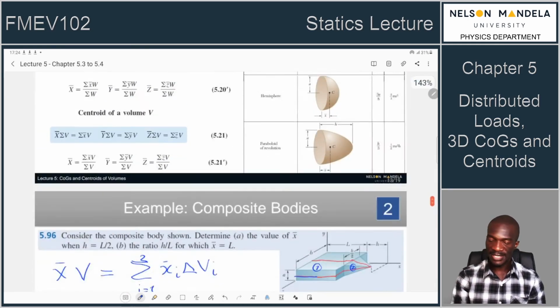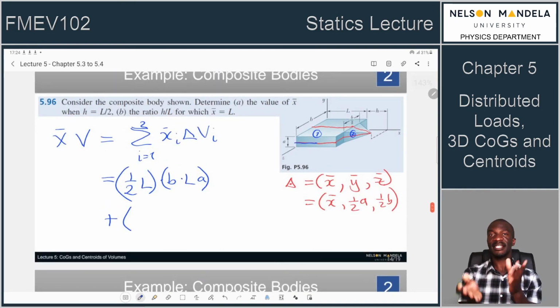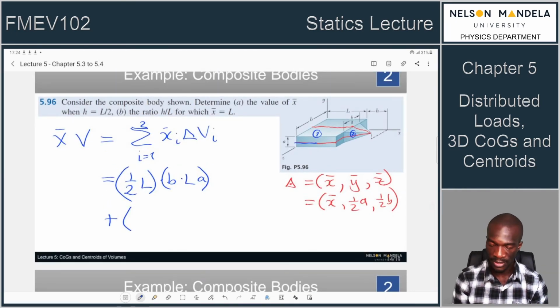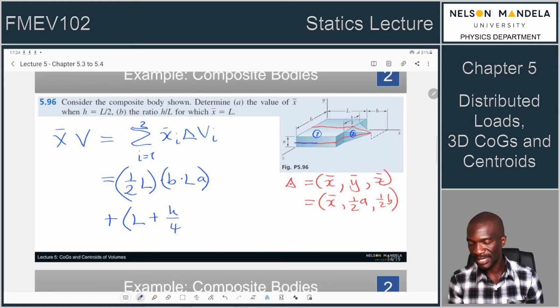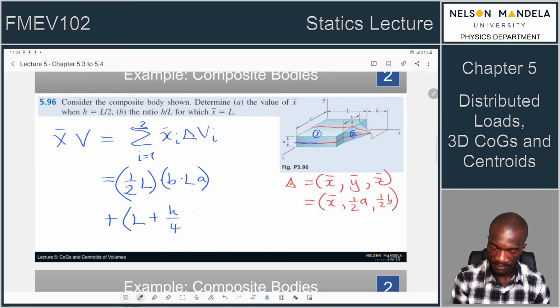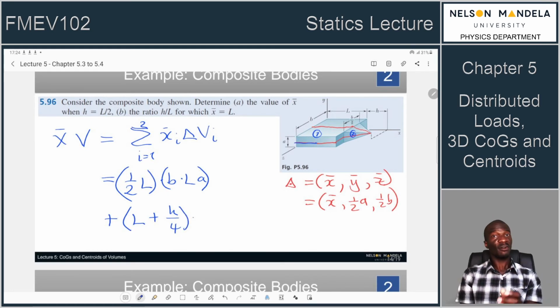In terms of orientation, our pyramid is oriented in the same way as in the text, so we are just going to use the L plus the h over 4. Coincidentally, this is also h, the same label as we had in the table. So that's our location of the x coordinate of the centroid on the pyramid.